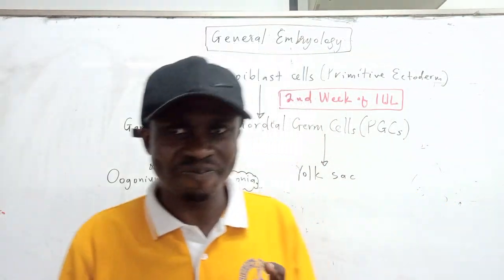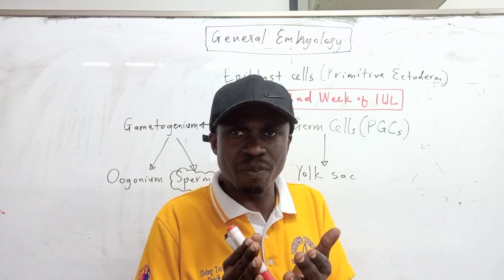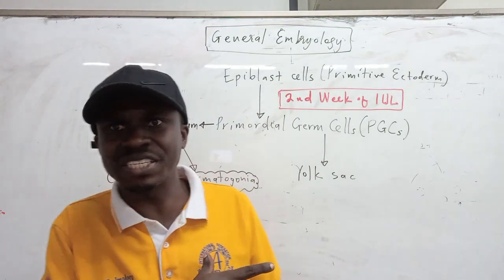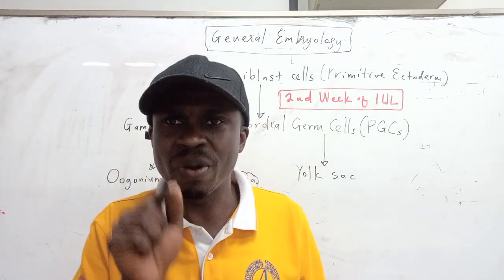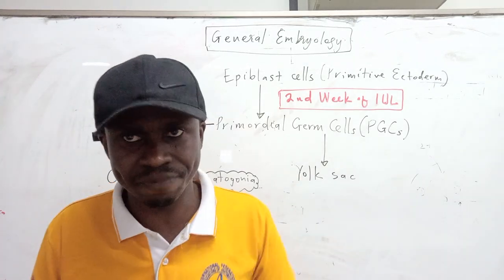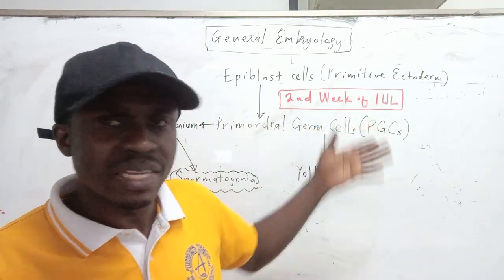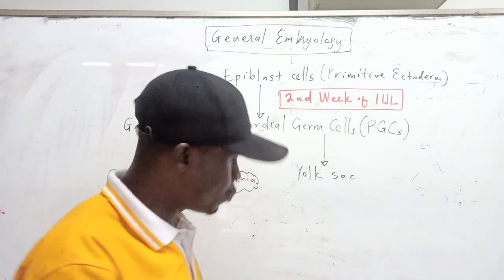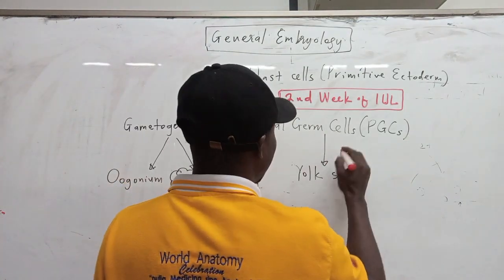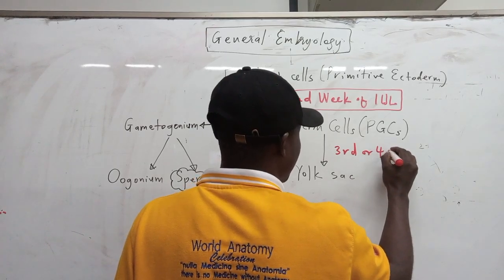So they will migrate. From the epiblast, we have what we call primordial germ cells. Now they will go into something called the yolk sac. I will explain everything for you, but for now, get to know that the primordial germ cells will get into what we call the yolk sac. My friends, the migration starts from the second week. For them to get to the yolk sac, it will take about a week. So they will be there around the third or fourth week of intrauterine life.